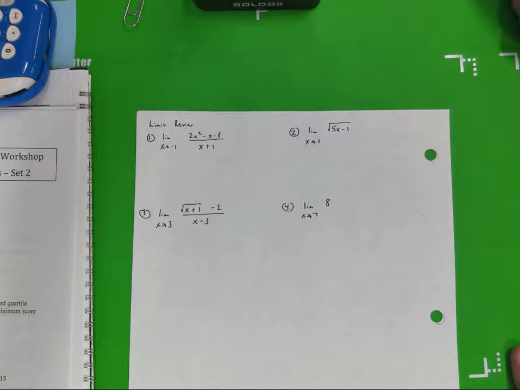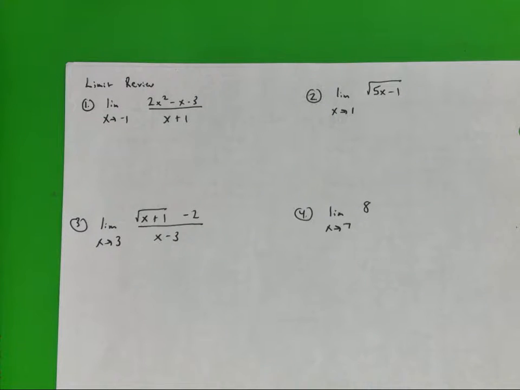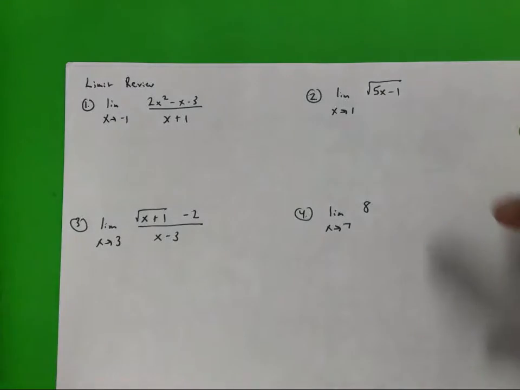Okay, all right, so let's review. Is this a number one? Is this a one side or two side? That's a two side because there's no plus and minus. First thing we do, try direct what? Substitution. I plug in -1. What do I get in the denominator, class? 0. So I need to use a toolkit strategy.